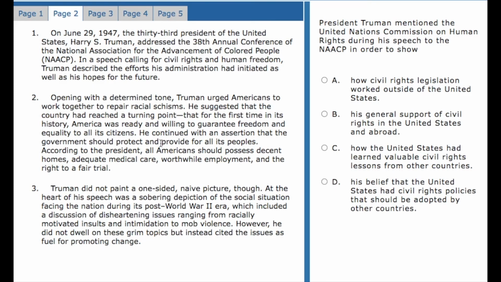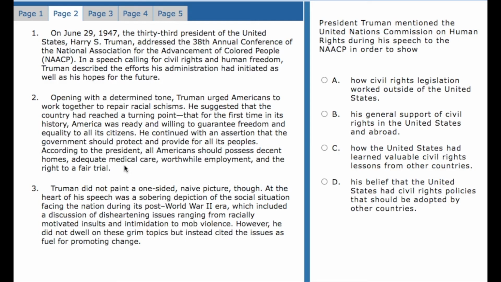He's giving a speech here, and more specifically, he's talking about how the country's at a turning point. He says that the government should be able to protect and provide for different people. Specifically, he wants people to have good homes and adequate Medicare, and everything it says here, right to a fair trial. So that would be my understanding of what's going on so far. Then I would keep reading.